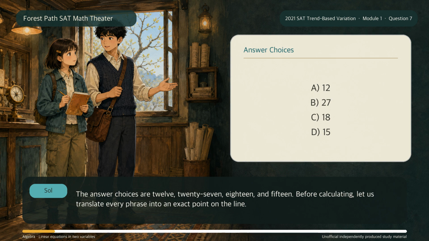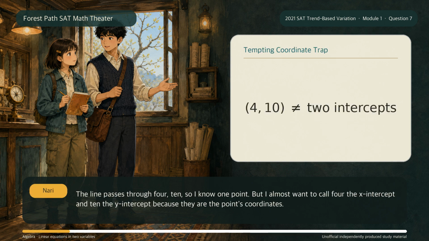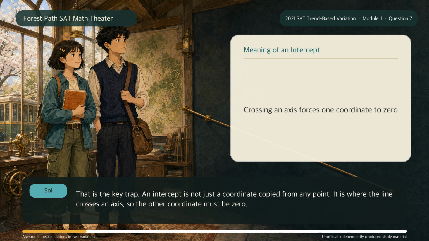Before calculating, let us translate every phrase into an exact point on the line. The line passes through (4, 10), so I know 1 point. But I almost want to call 4 the x-intercept and 10 the y-intercept because they are the point's coordinates. That is the key trap. An intercept is not just a coordinate copied from any point. It is where the line crosses an axis, so the other coordinate must be 0.